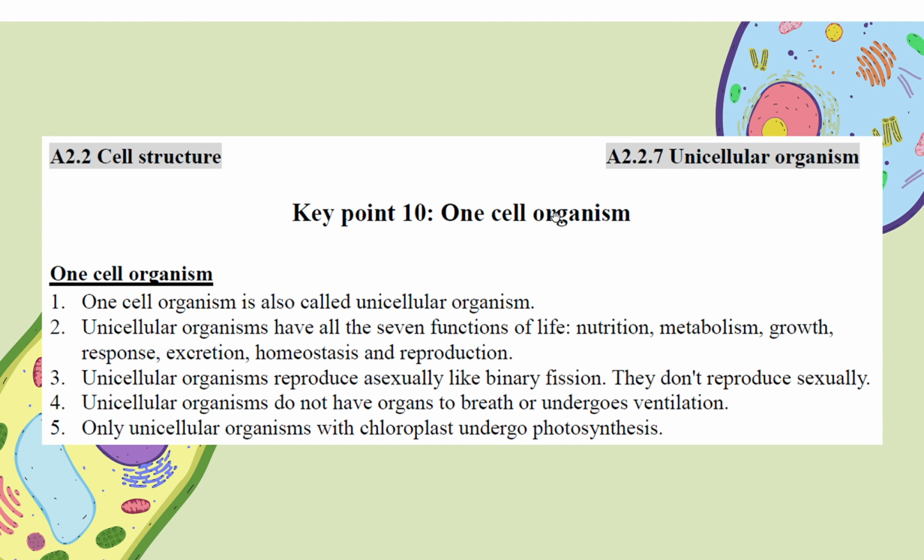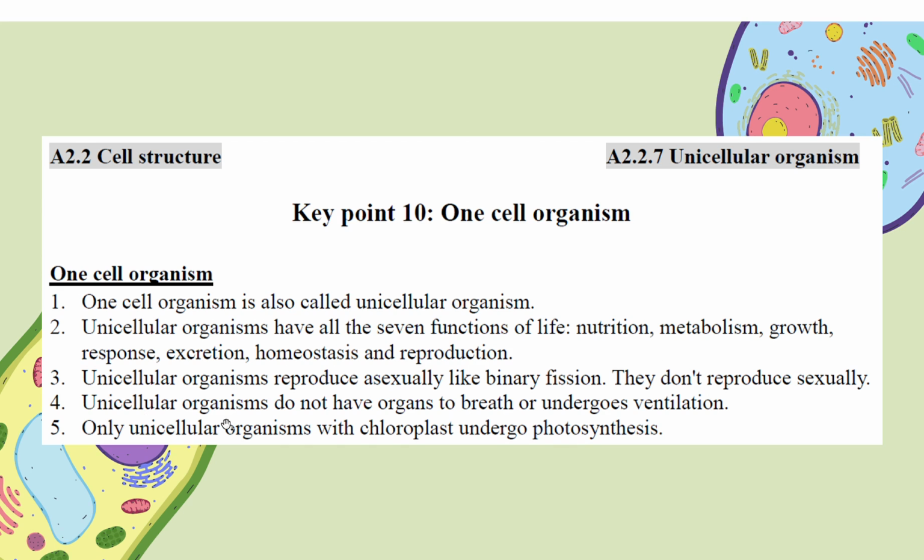And a one cell organism, wow, very hard working because they have to do all the things in one cell, all the 7 functions in one cell. Remember the 7 functions: nutrition, metabolism, growth, response, excretion, homeostasis, and reproduction. Wow, very busy, okay. And then they reproduce by binary fission, just separating into 2 parts, okay. They don't reproduce sexually, so their DNA is constant, okay.